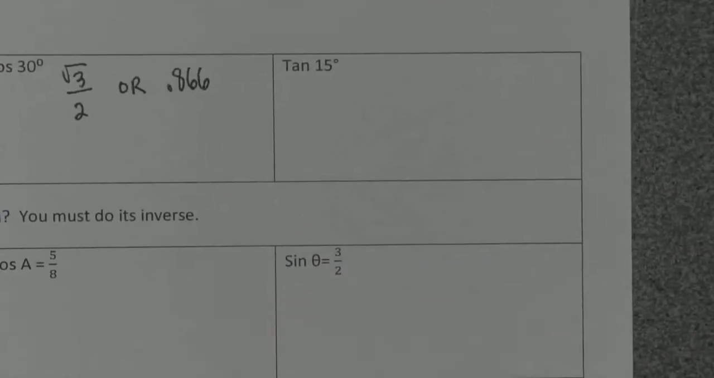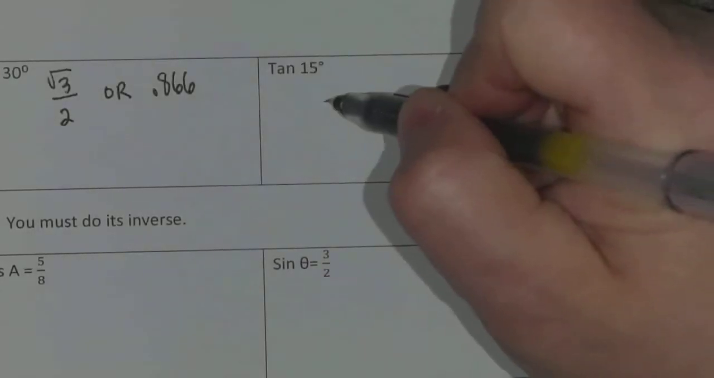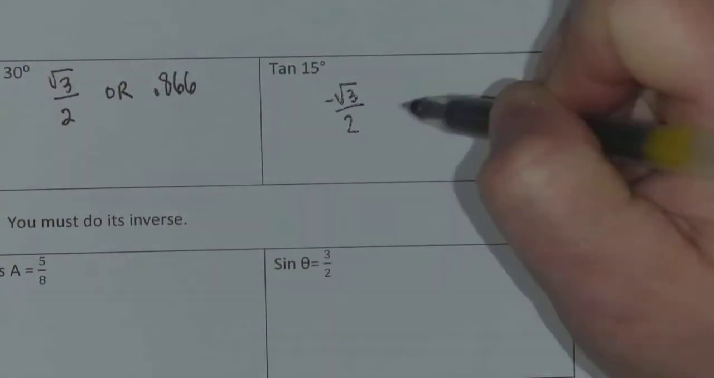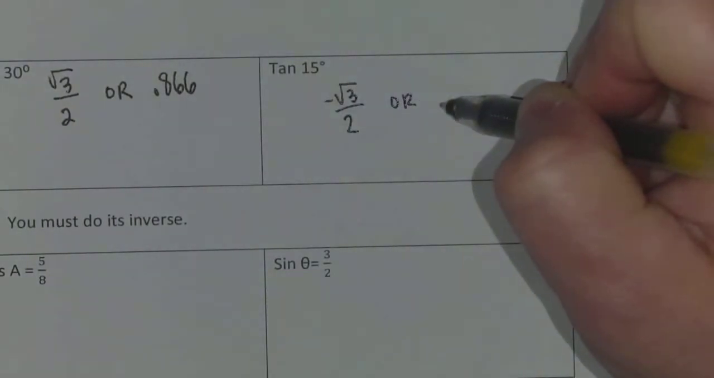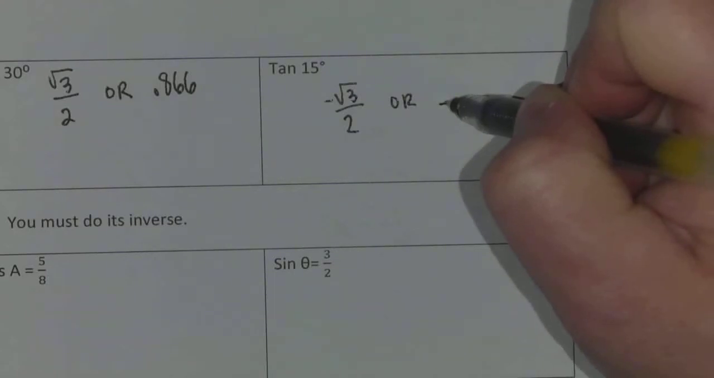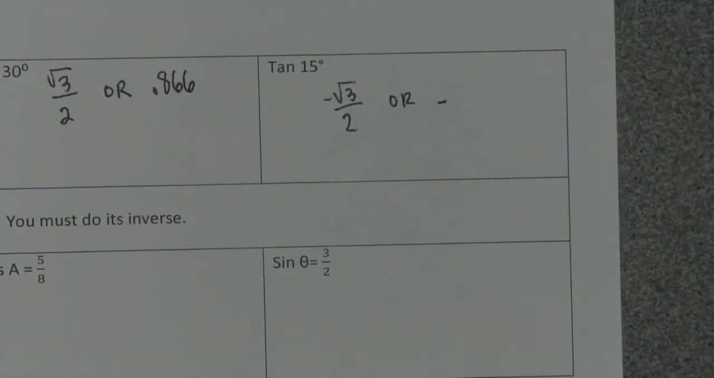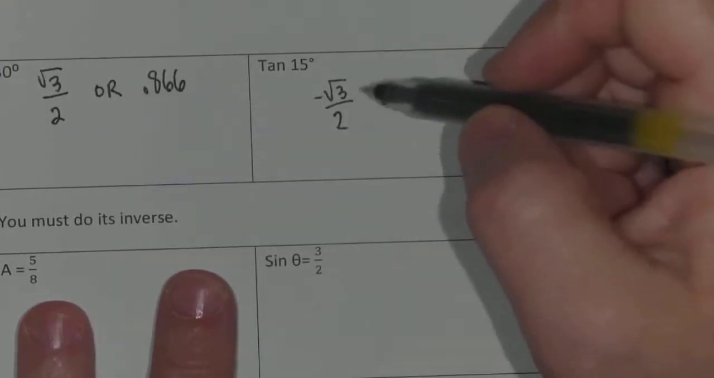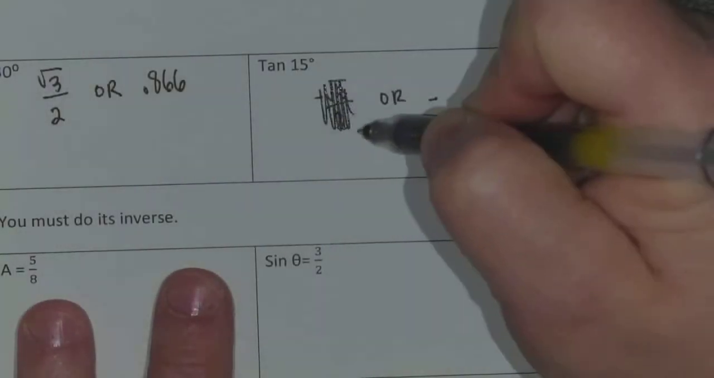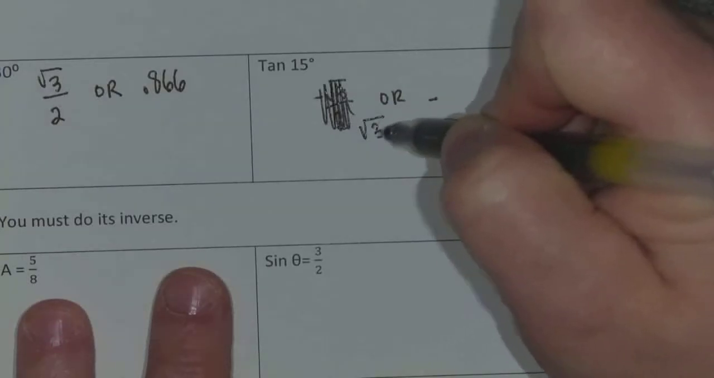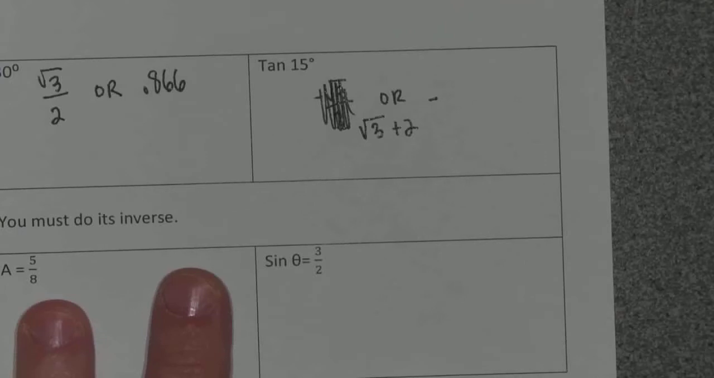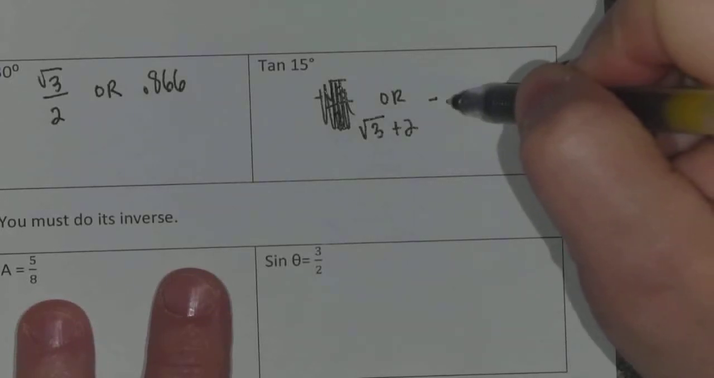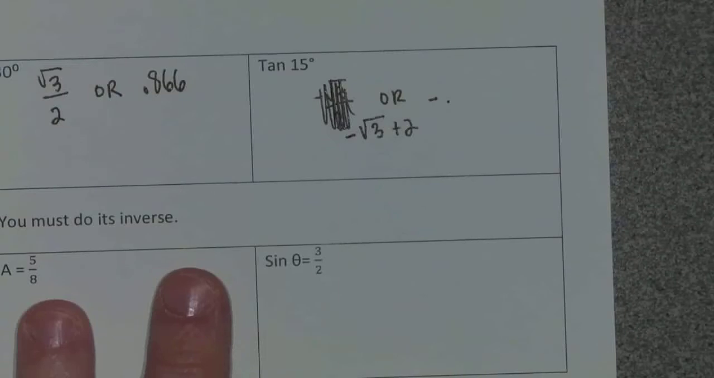Tangent of 15 degrees. Negative square root of 3 plus 2. It's only plus 2, not over 2. Punch it in one more time. All right, let me write it differently. I thought that's what you said. You said negative square root of 3 plus 2. Okay. Or if you hit your arrows. You forgot the negative. Thank you.